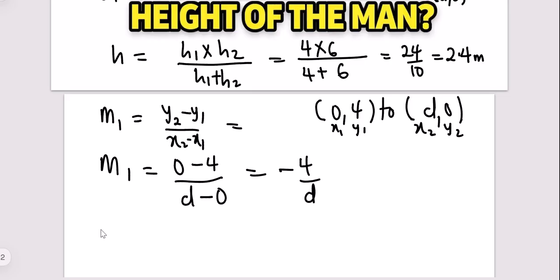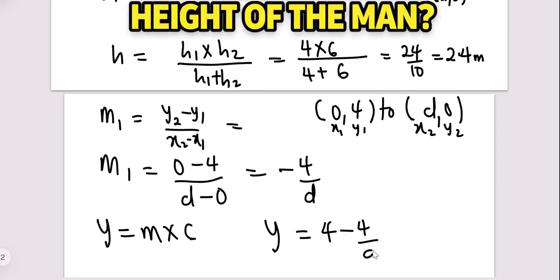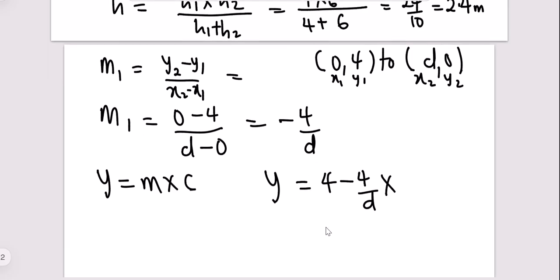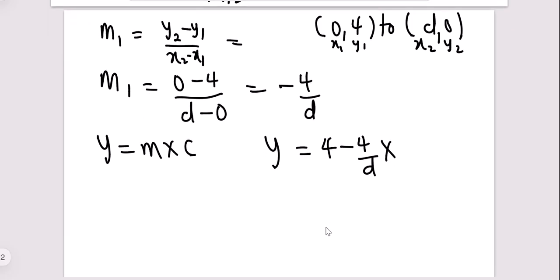To form the equation of the straight line, recall that the equation of the straight line is y equals mx plus c. So in this case, our equation of the straight line is going to be our intercept, which is 4, minus 4 over d x. Our m is negative 4 over d. This is the first part.